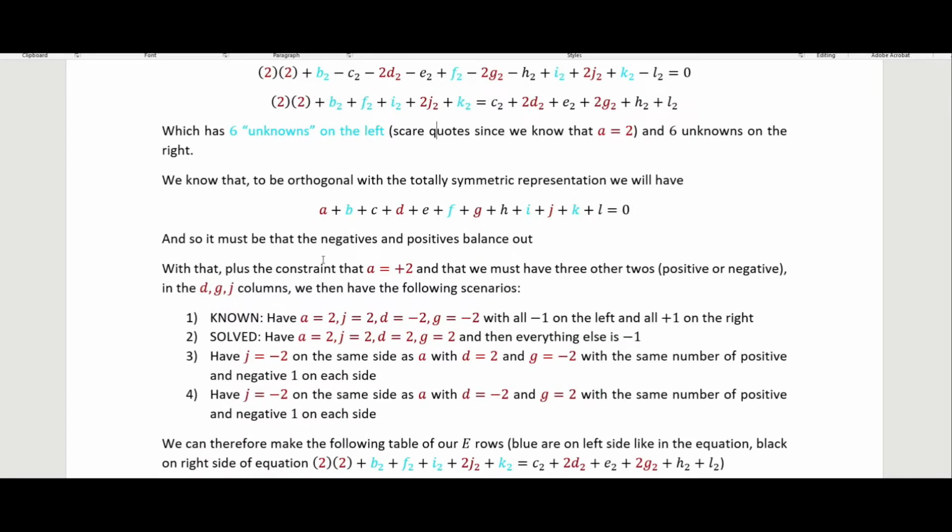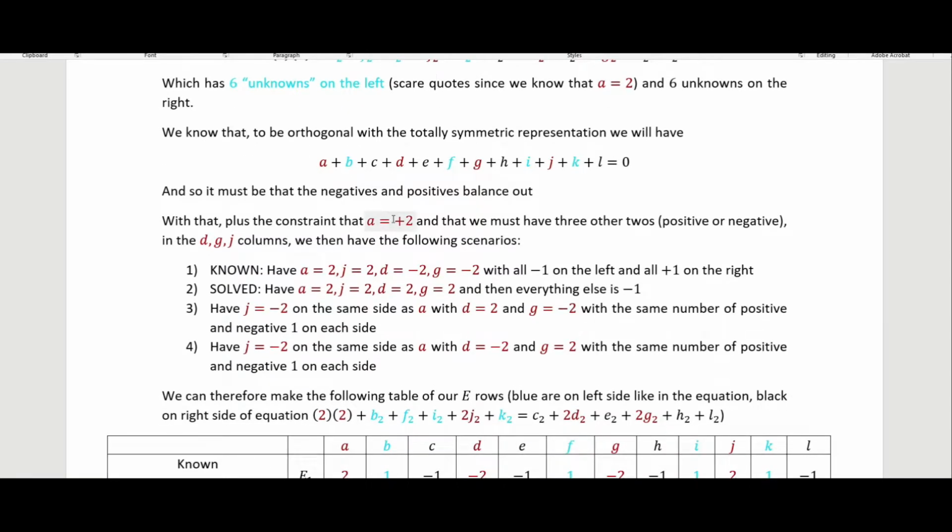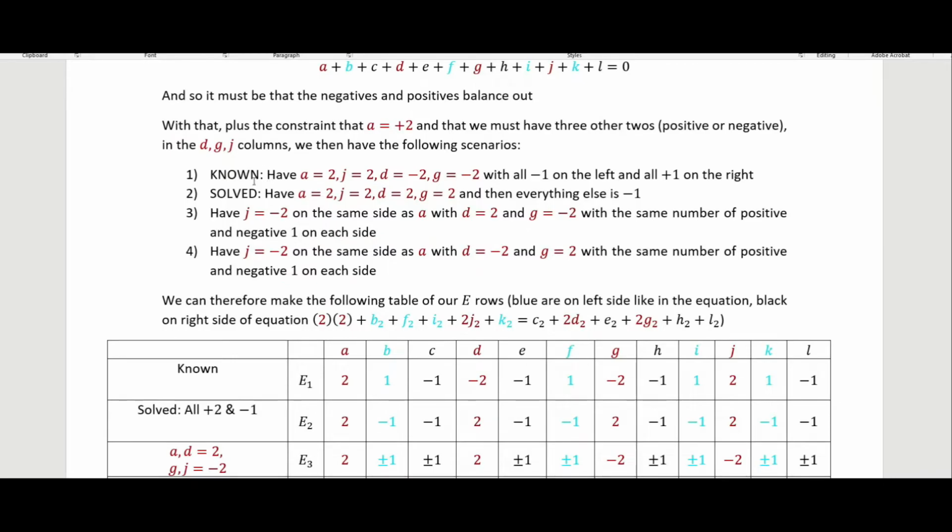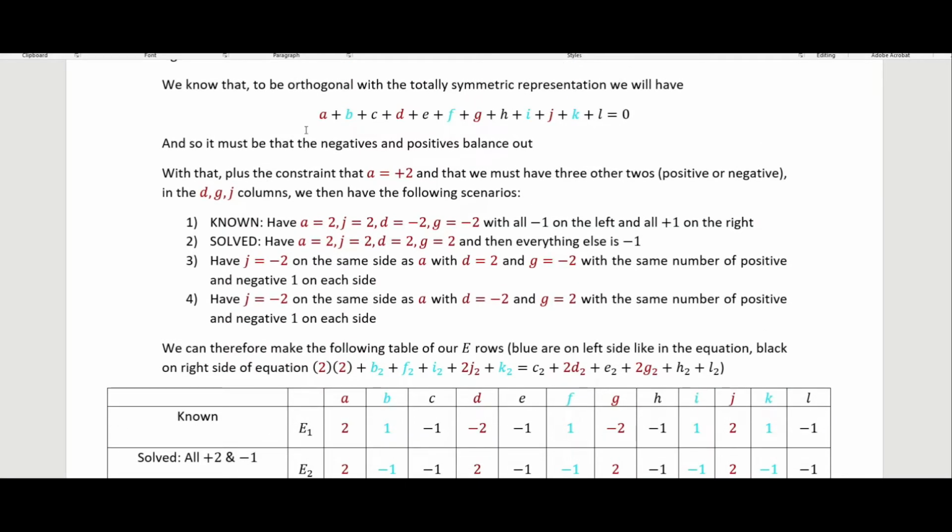And so it must be that the negatives and positives balance out. And so knowing that A equals plus 2, we can narrow it down to these 4 situations here. So this top one here is the one we already know just from the matrices, just from taking the character of the matrices. This one is solved because we know we have to satisfy this, and if we have everything equaling to positive 2, then all of the ones have to be negative 1.